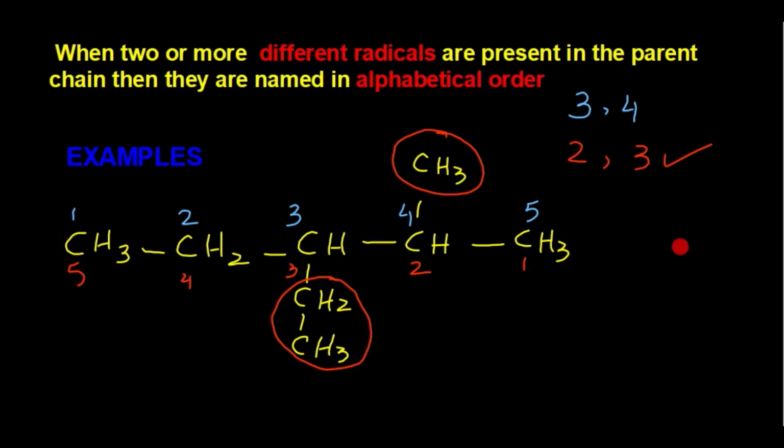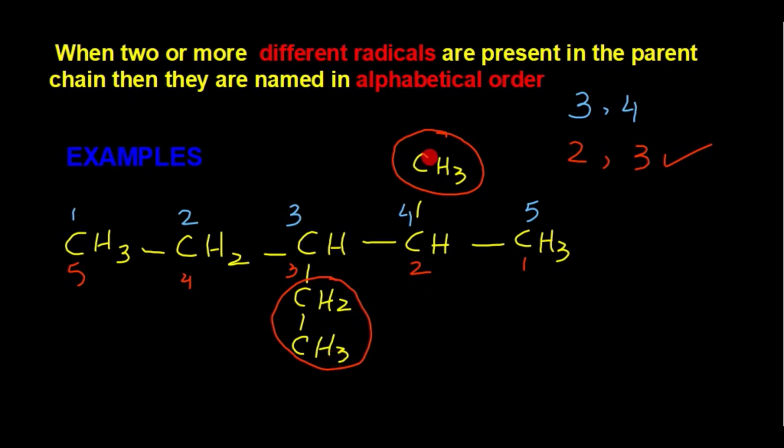We locate the parent chain. We know what the parent chain is here? Pentane, made up of 5 carbon atoms. We identify the radicals as well as their positions. 2 radicals are there. One is methyl, another is ethyl. Their positions are: methyl is attached with carbon number 2, ethyl is attached with carbon number 3.